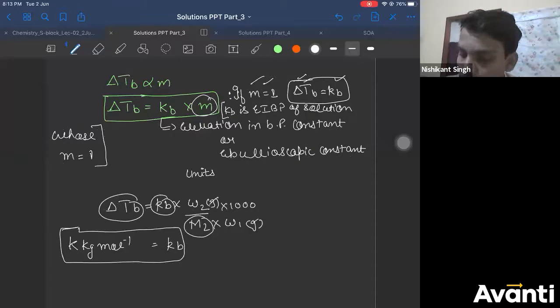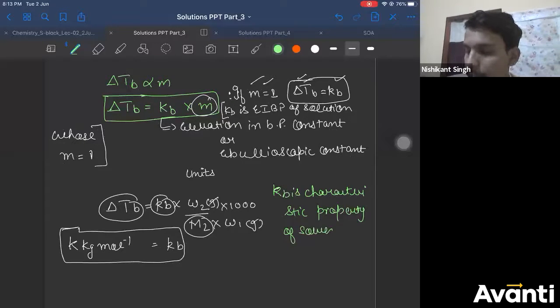I'm writing one very important statement here, and please pay attention. Kb is characteristic property of solvent. What does this statement mean?